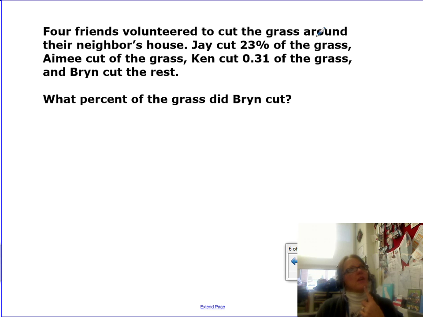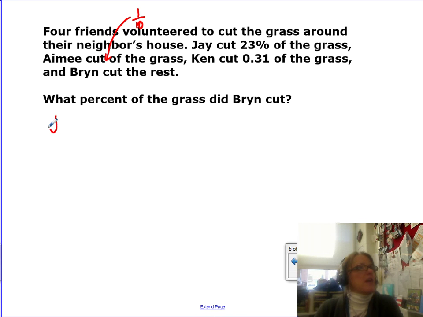It says, four friends volunteered to cut the grass around their neighbor's house. You have to cut the grass? Is that one of your chores? Maybe. Jay cut 23% of the grass. Amy cut, oops, I'm missing some information here that I might need to find out. Let's say Amy cut, I don't know, 1/10 of the grass. She apparently is lazy. And then Ken cut 0.31 or 31/100 of the grass, and Bryn cut the rest. So what percent did Bryn cut?